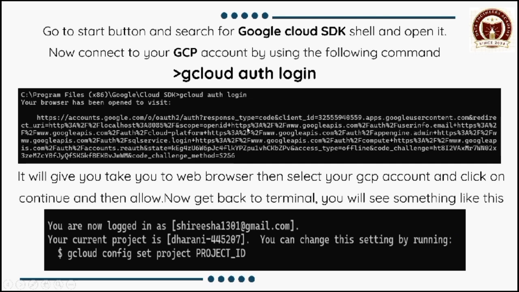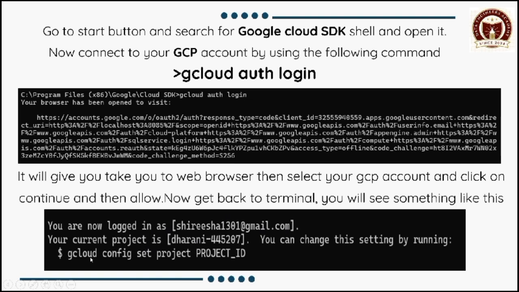Now we need to log into our Google Cloud GCP account. Using this gcloud auth login command, we can log into the GCP account. Here auth means authentication. After entering this command, you will get a URL like this. By clicking on this URL, it will take you to the web browser, and there you need to select your GCP account mail ID, click on continue, and then it asks for some permissions. You should allow those permissions. Now get back to the terminal. There you can see something like this, your login mail ID and the project ID.